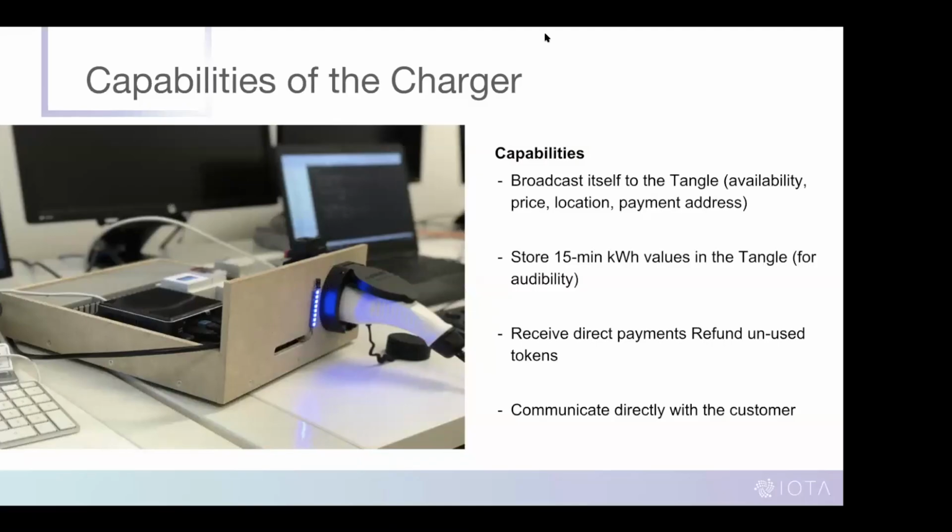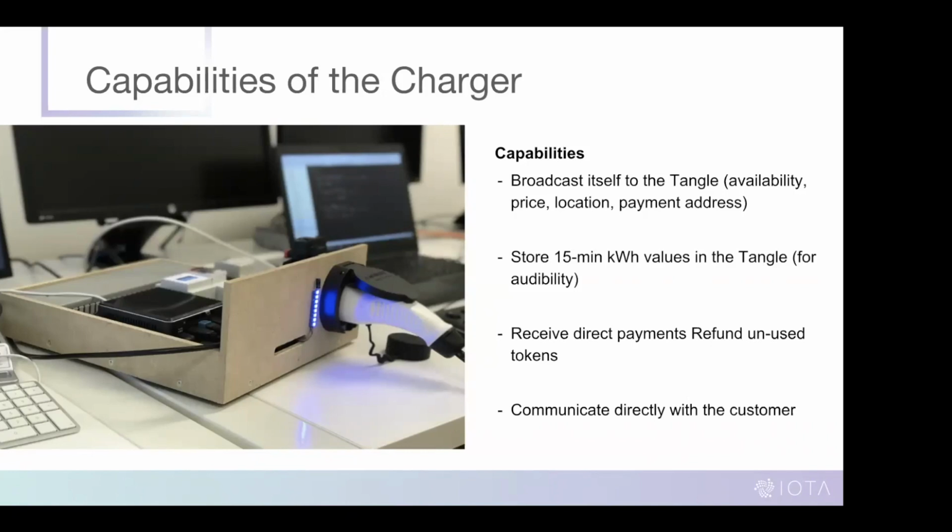The charger itself was able to broadcast to the Tangle, so it tells the user where it was, what its payment addresses are, the price of the electricity at that time, as well as storing the charging sessions. So if somebody wants to see how much they've spent on charging, they can go back and look at the transactions and see what has actually happened in their history, and be able to receive that back.